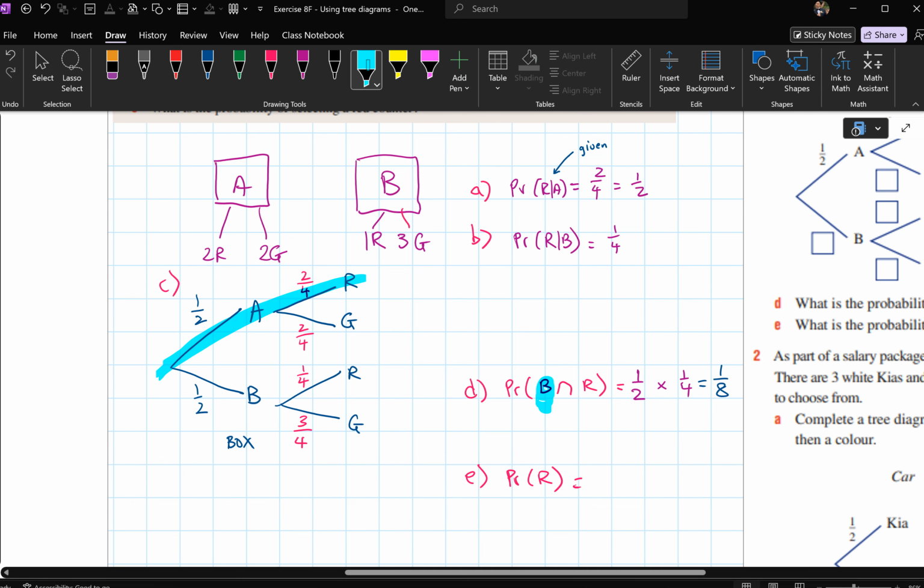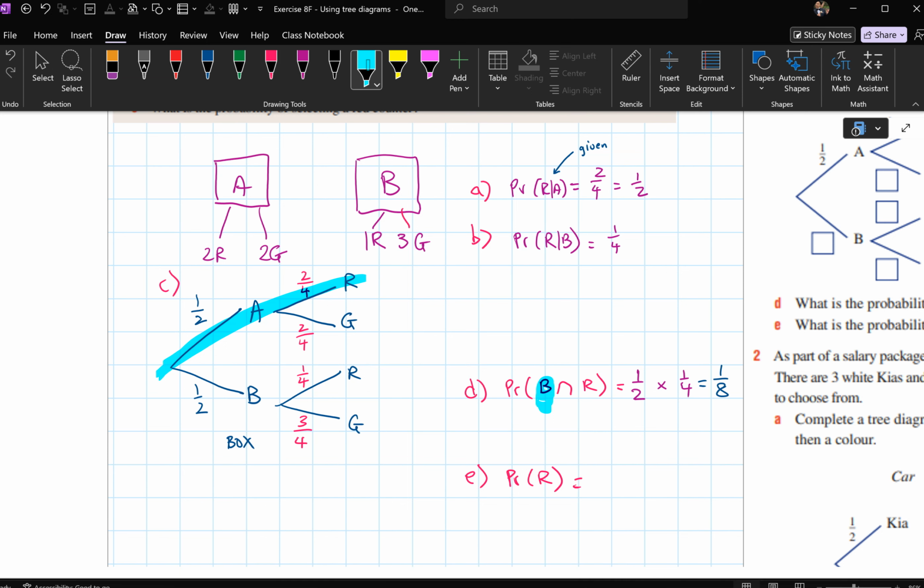Ooh, you're so close. So yes, there are two options. So the question is asking for a red, right? But remember, they're not asking whether it has to be A or there has to be B. So there's two options here. You can get a red from box A. So that's one possibility there. But then you can also get a red from box B. So these are the two branches that are possible.